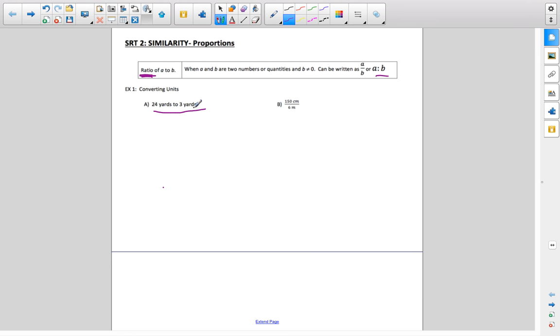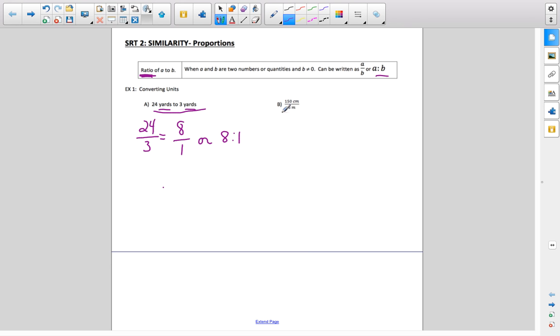So how would we write this: 24 yards to 3 yards. First thing I do is check and make sure I'm talking about the same unit. Yes, they're both yards, so I could compare 24 over 3. I can reduce this fraction because 3 goes into 24 8 times. So the ratio is 8 to 1, or I could write it this way, 8 to 1. But we want to be careful and try to reduce all of our ratios.